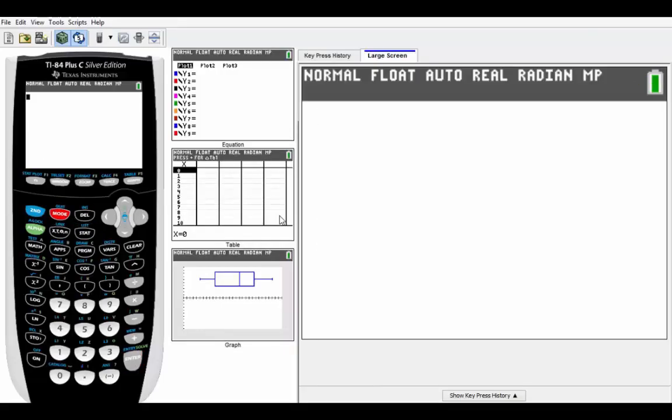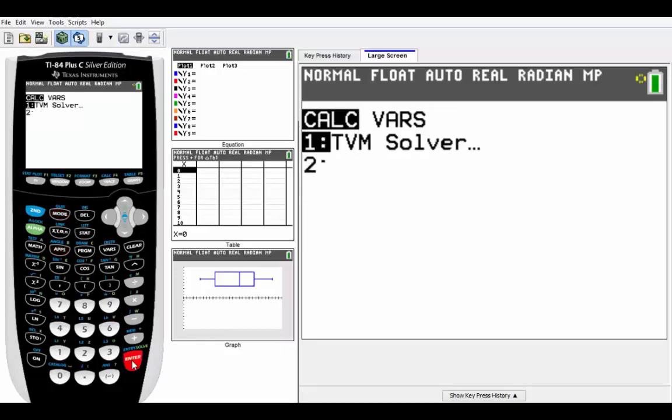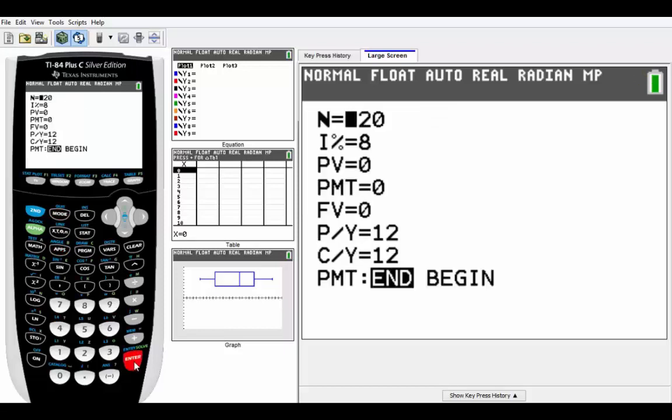So now we're going to use our graphics calculator to perform the same calculation. We go to Apps, Finance, TVM Solver. The number of payment periods that we have is 120, 12 months by 10 years. The interest rate is 8%, which we put in as 8, not 0.08. The present value of our annuity is 0. We haven't started putting money in yet. The payment is going to be $200 per month, and so we put negative 200.